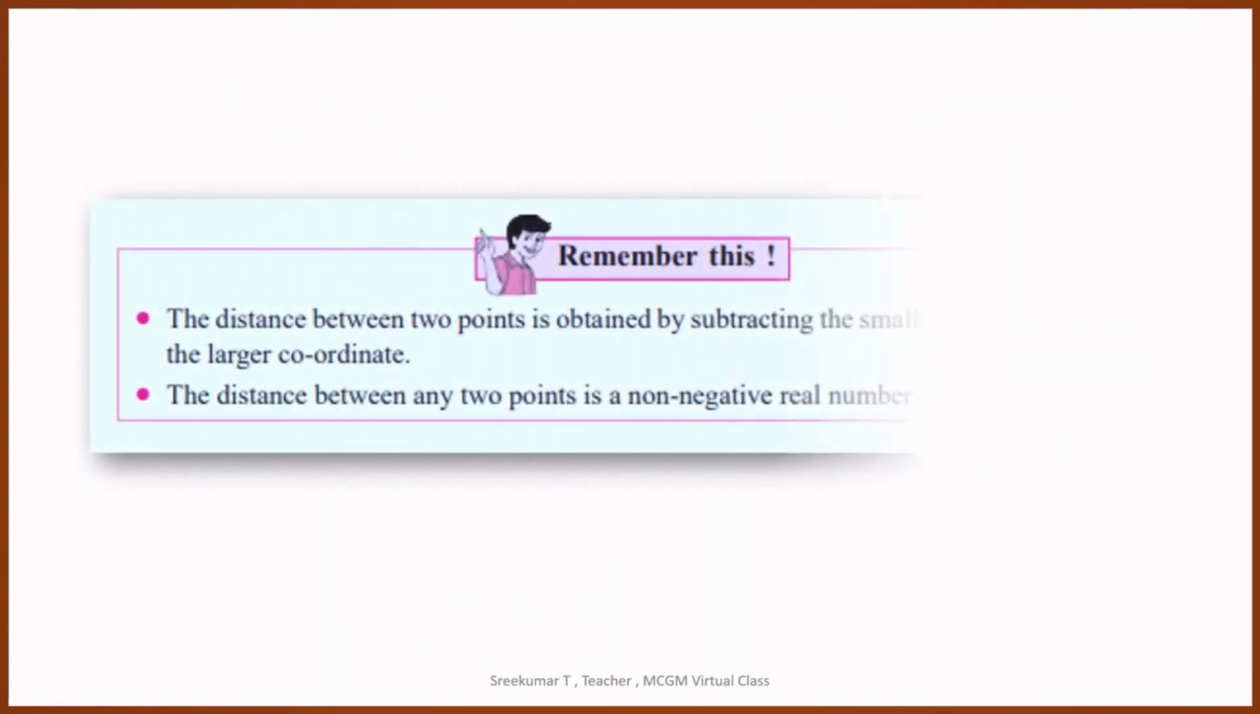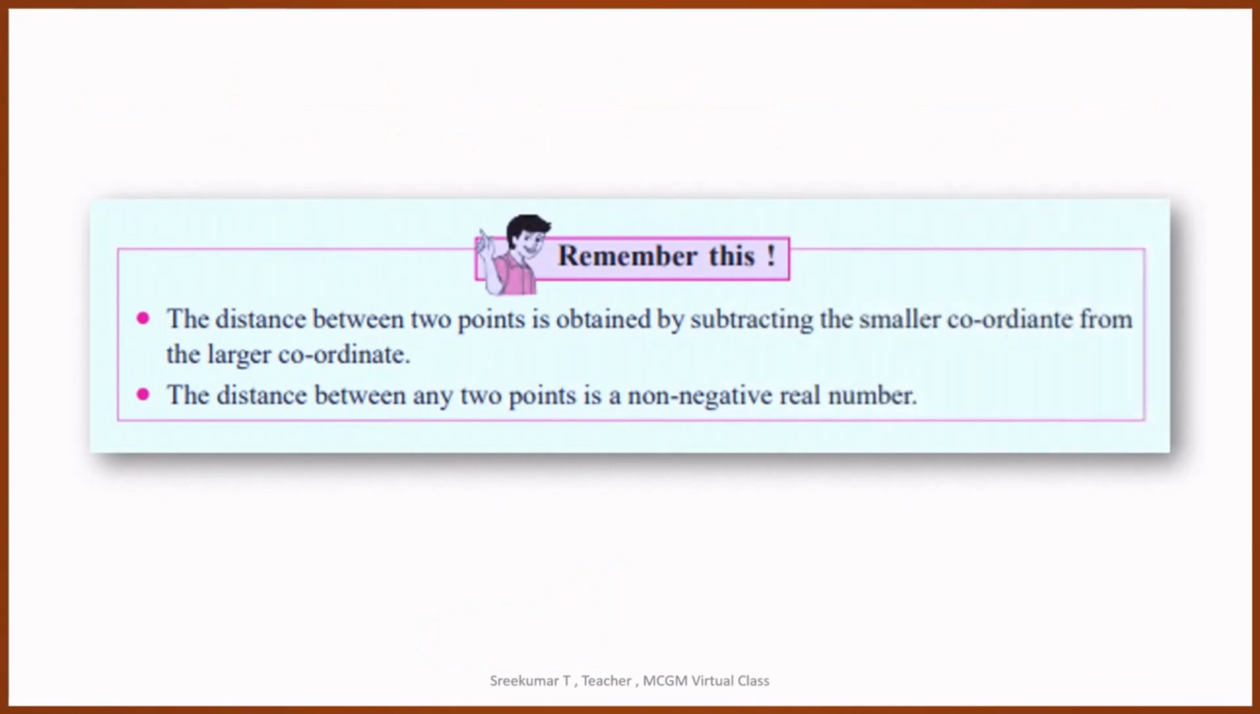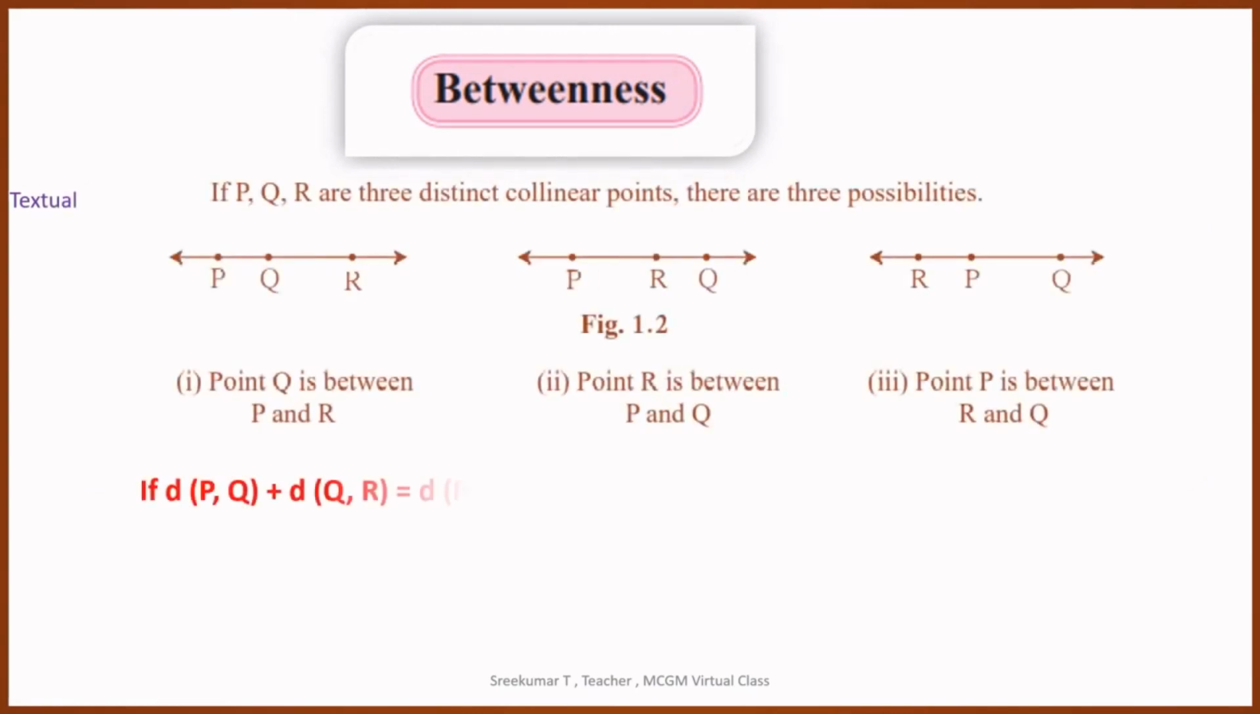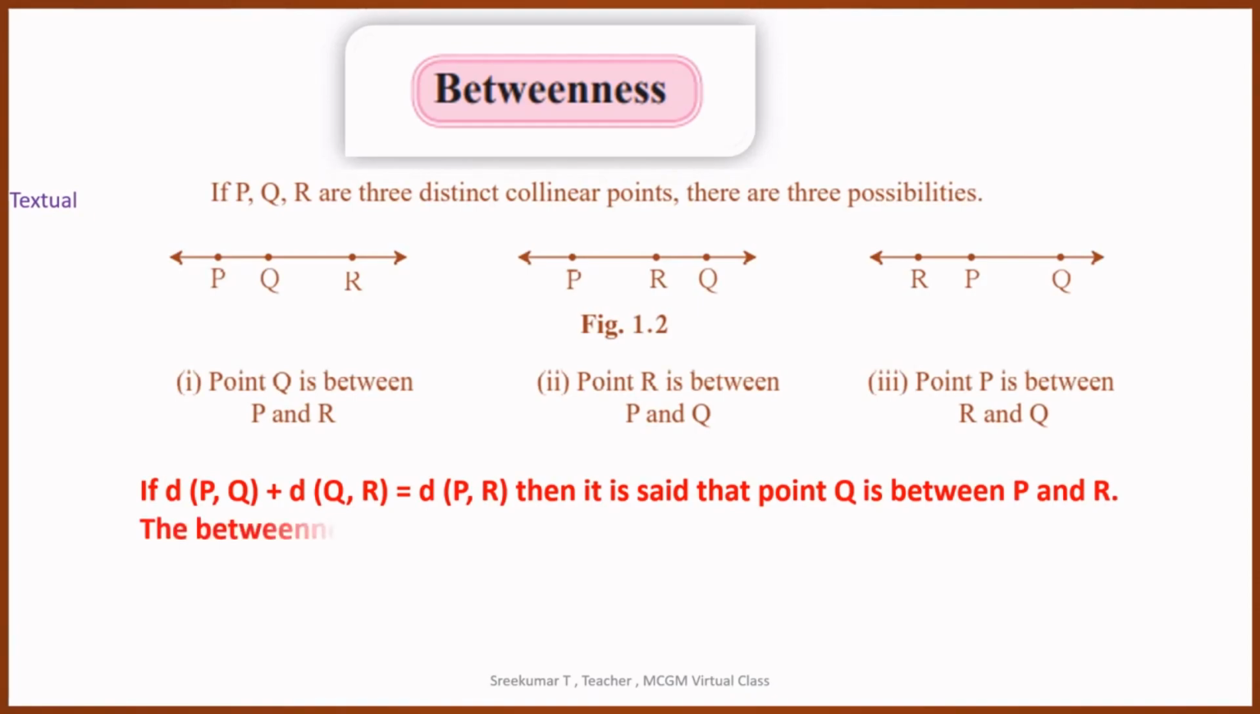So basically you have studied that the distance between 2 points is obtained by subtracting the smaller coordinate from the larger, and the distance between any 2 points is a non-negative real number. These are the two things you studied by studying about distance between 2 points. Further, you will be studying about betweenness, that I will be giving you in the next video, where you will be studying about the concept of collinear points and their distinction.